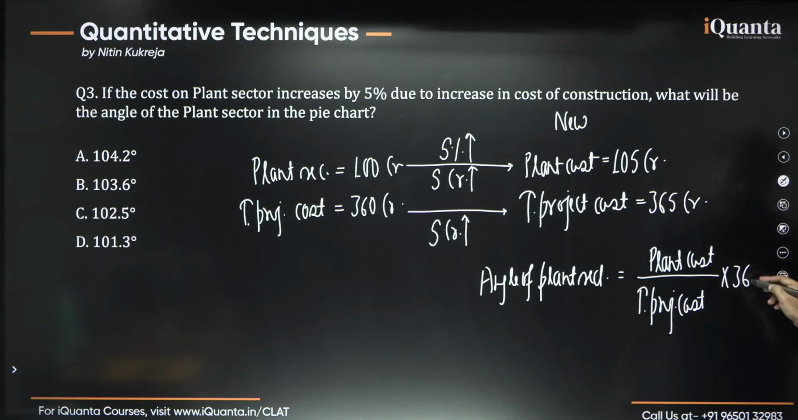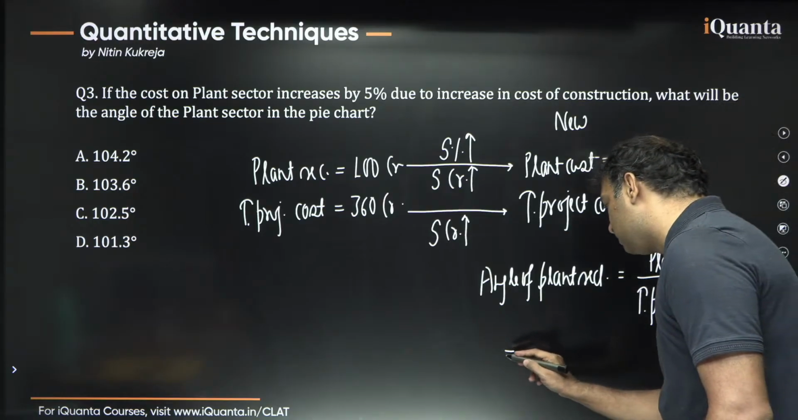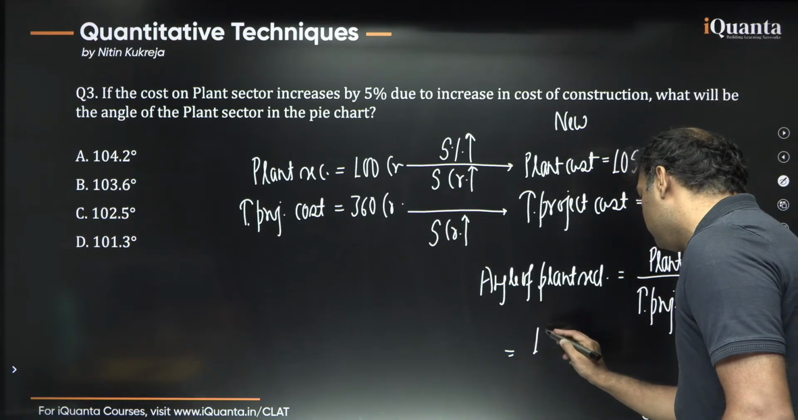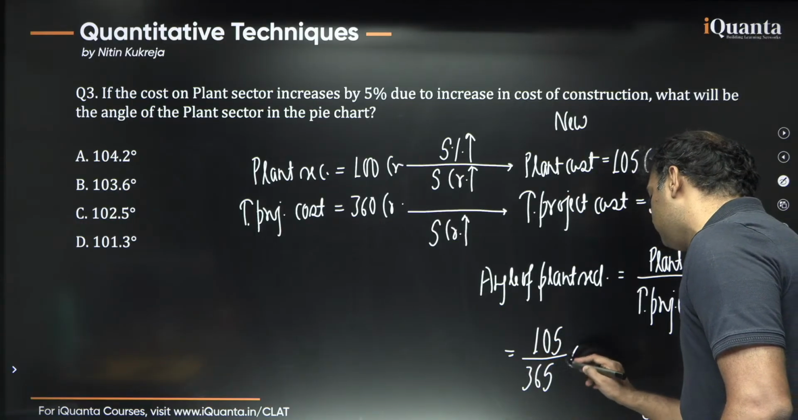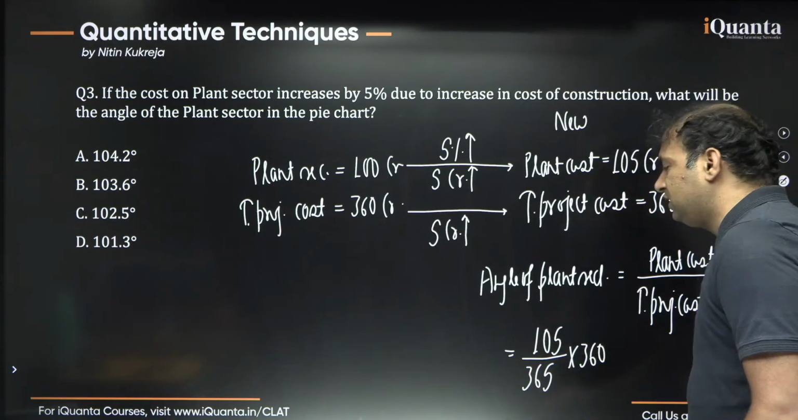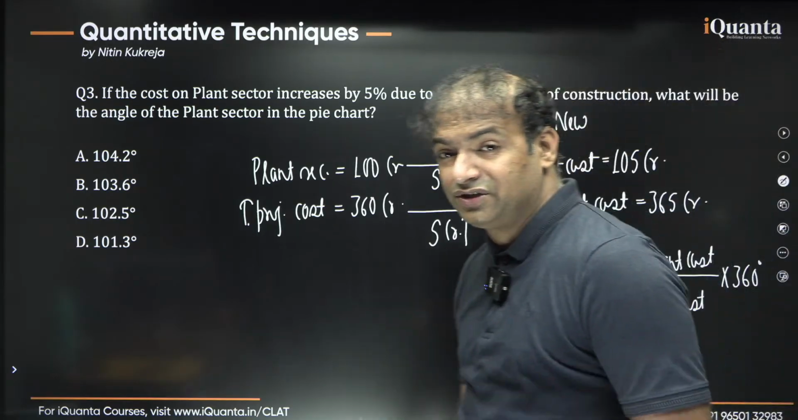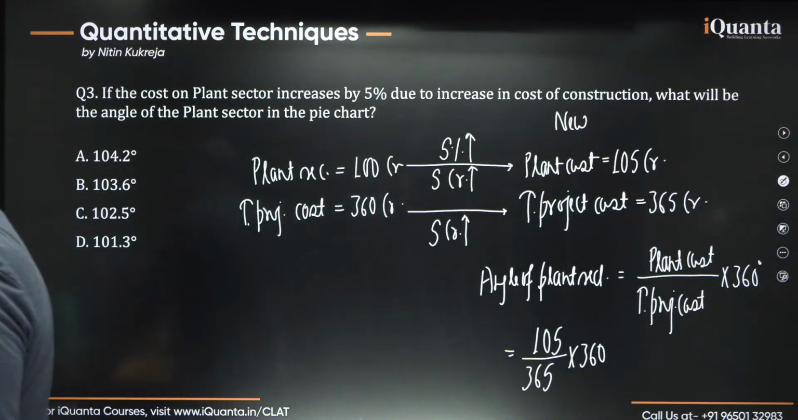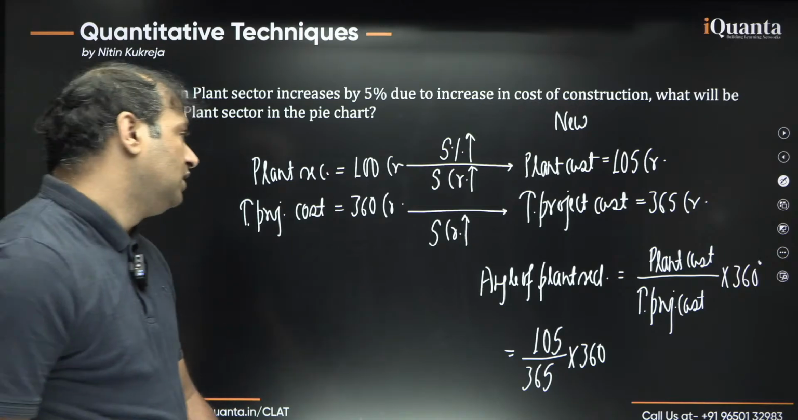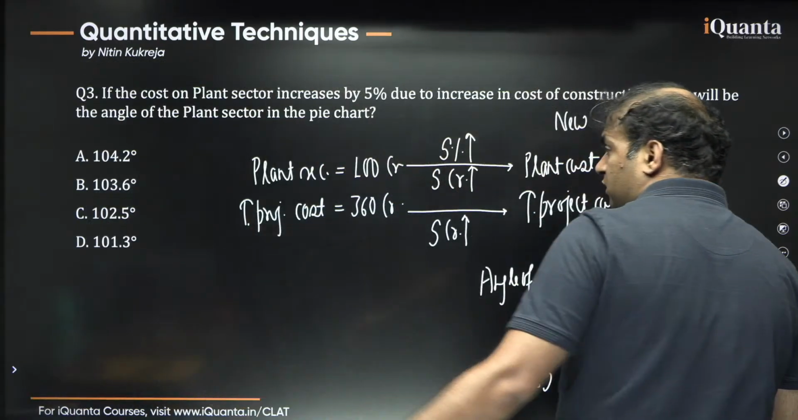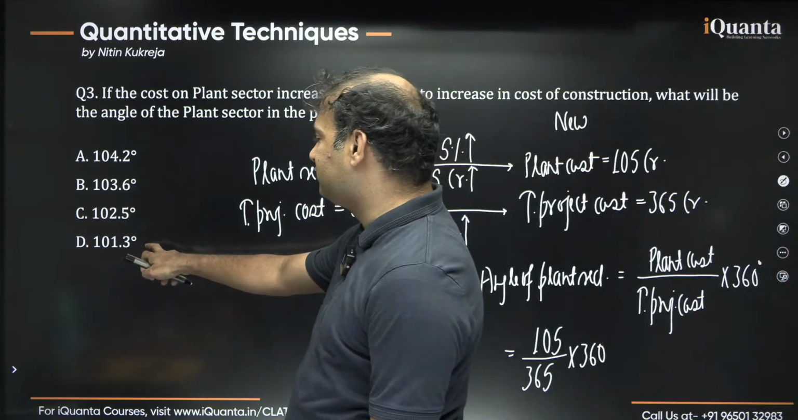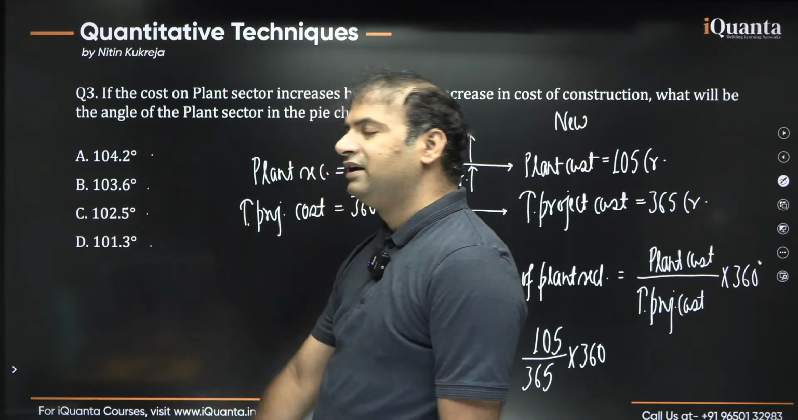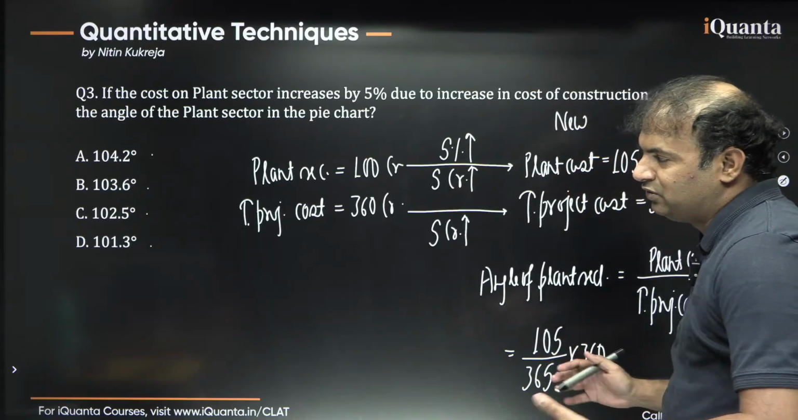Okay, so what is the plant cost? Now the plant cost has become 105. The total project cost has become 365, into 360, that is what we have to do to find the angle. Now, this is the only calculation which you have to proceed with, right? How can we do that? Okay, we can go with the options as well. Look at the options. Oh, the options are very close. You see that, 101, 102, 103, 104. So, we have to do some calculation work.